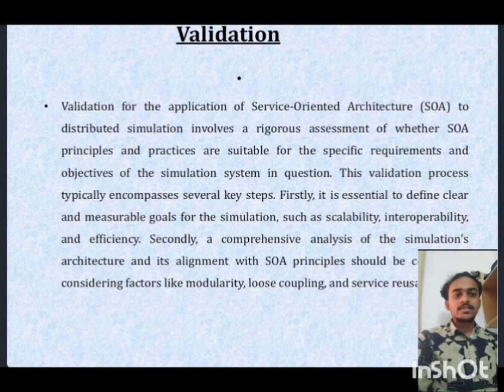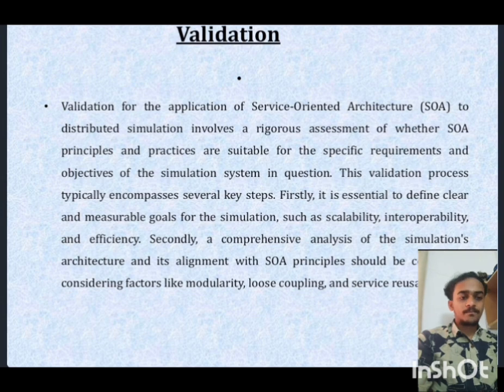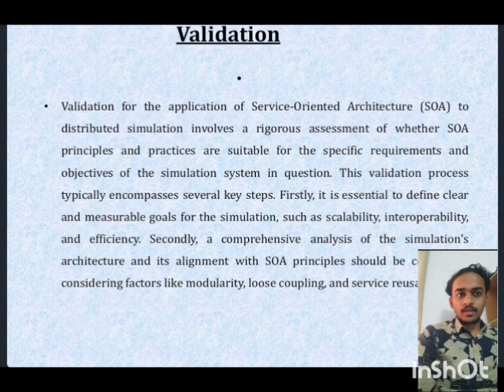Validation for the application of service-oriented architecture to distributed simulation involves a rigorous assessment of whether SOA principles and practices are suitable for the specific requirements. It is essential to define goals for the simulation such as scalability, interoperability, and efficiency, and to assess the simulation architecture and its alignment with the SOA principles. Conclusion.